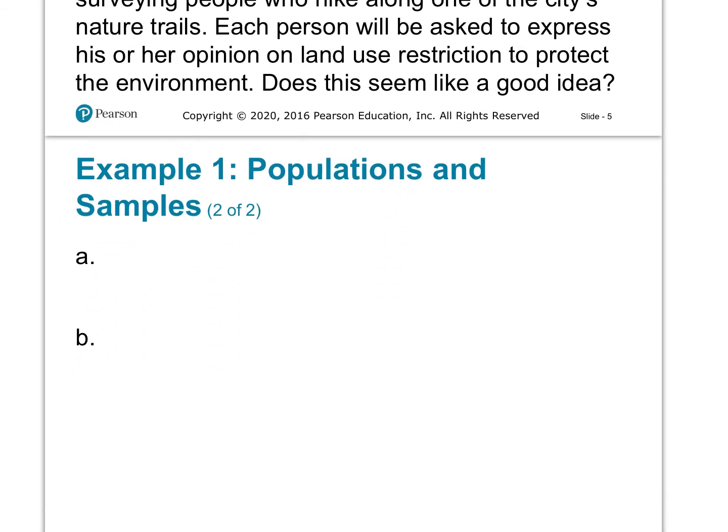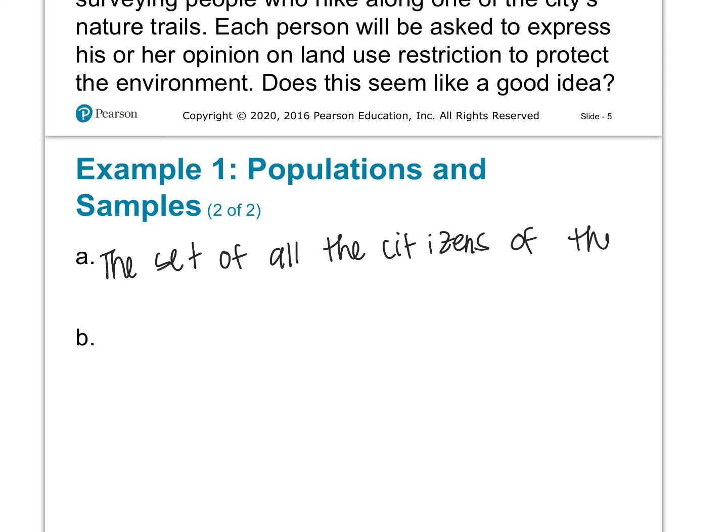So our population is the set of all the citizens of the city. So that has to be for your whole data collection. You have to give each citizen an equal opportunity to take the survey.